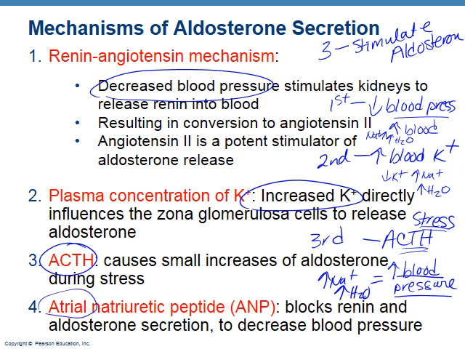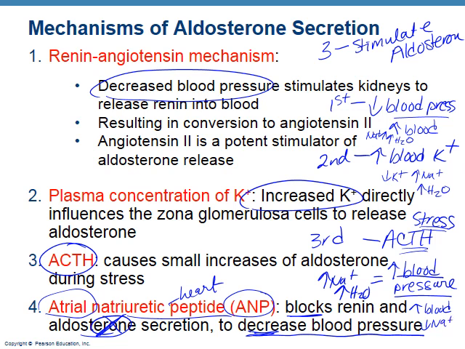This right here, atrial natriuretic peptide, ANP, this comes from the heart. And this hormone will actually block aldosterone. So this is if your blood pressure is too high and you want to bring it down. So if your blood pressure is too high and I want to decrease it, well, what happens if I get rid of sodium and I get rid of water? Well, my blood pressure will decrease.